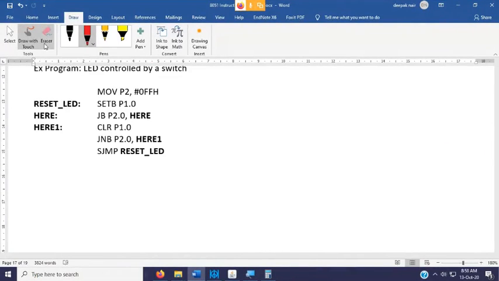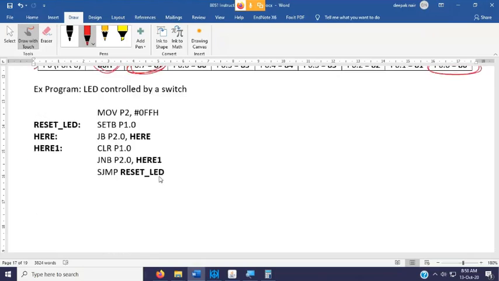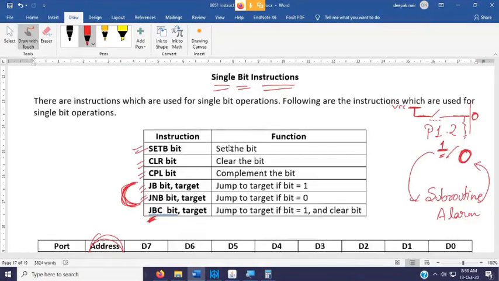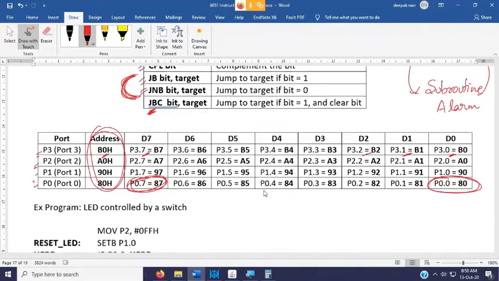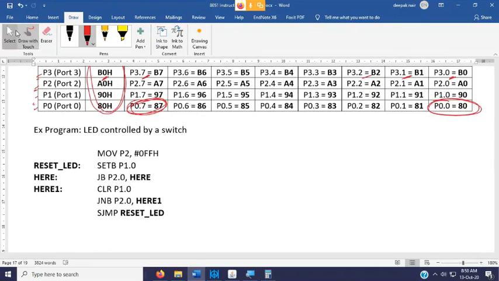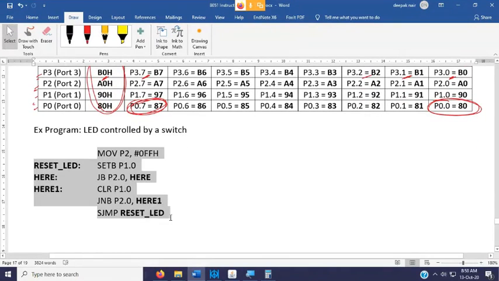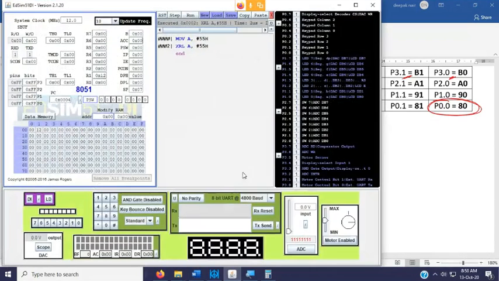Okay, now let us see how we can use these two conditions, that means single bit instructions and the addresses of the port, to check whether a particular switch is pressed or not. And if it is pressed, then we have to make a certain LED high or not. Okay, so let us check this program, what this program is going to do.